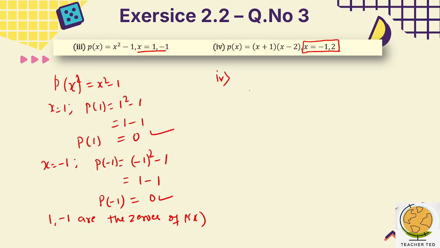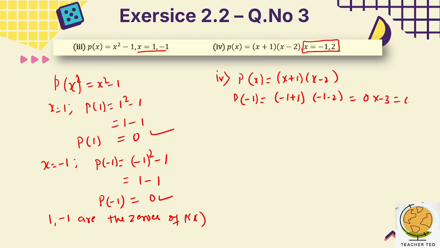So coming to the fourth problem, here we need to substitute 2 times, and let us know whether the polynomial answer will become 0 or not. For the first case, I'll write down the question: x plus 1 into x minus 2. Substitute x is equal to minus 1. We'll get minus 1 plus 1 and minus 1 minus 2. This one is minus 1 plus 1 becomes 0, and this is minus 3. Anything multiplied by 0 is 0. So for the first case it is 0.